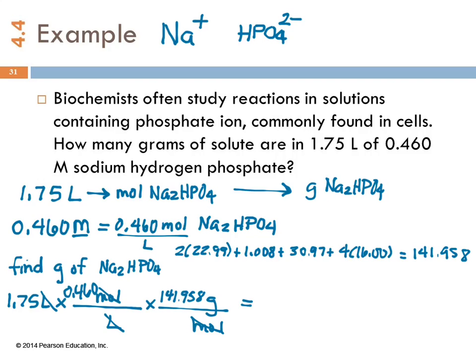This will be my final answer. How many grams? How many sig figs should I have? 3. So 114 grams of sodium hydrogen phosphate.